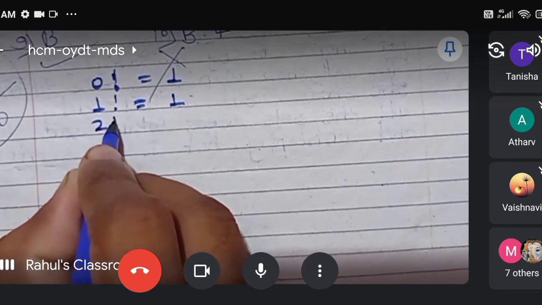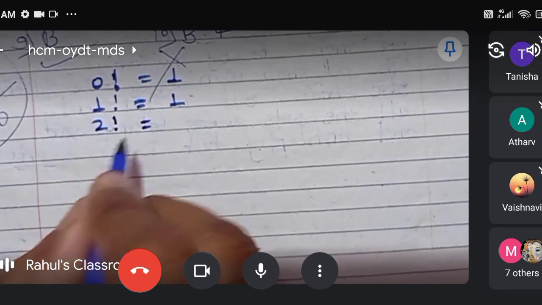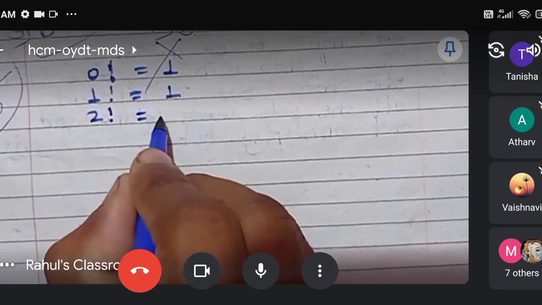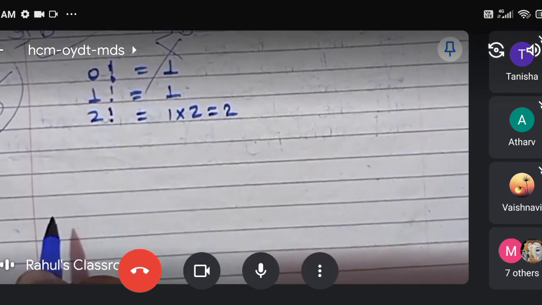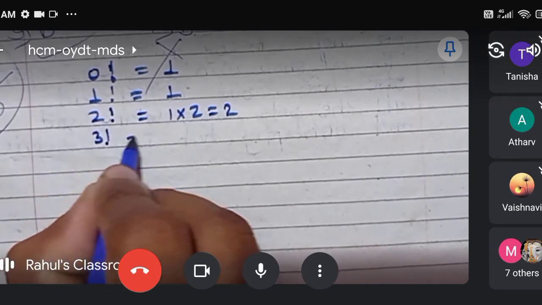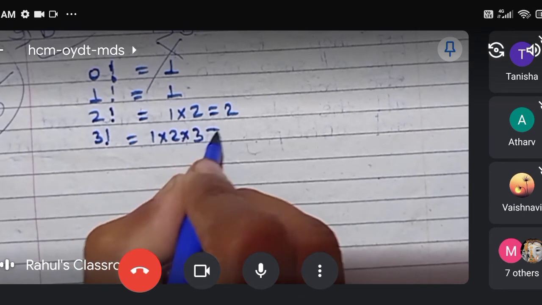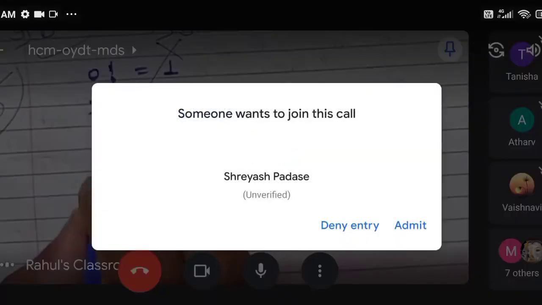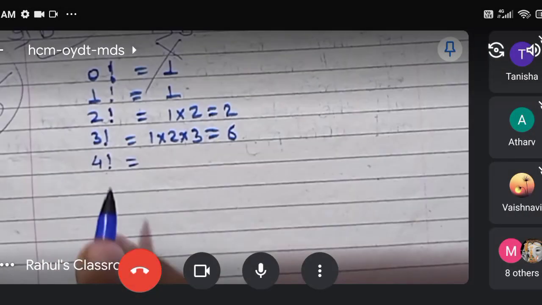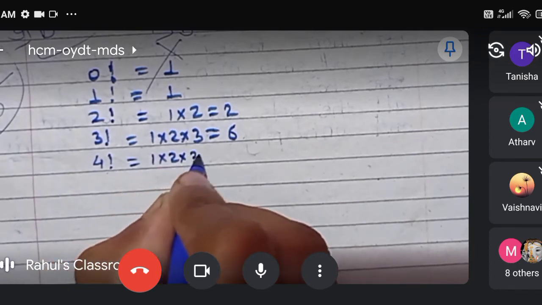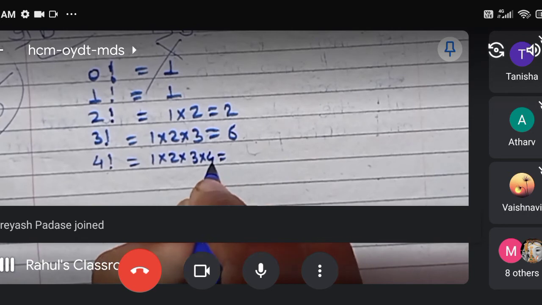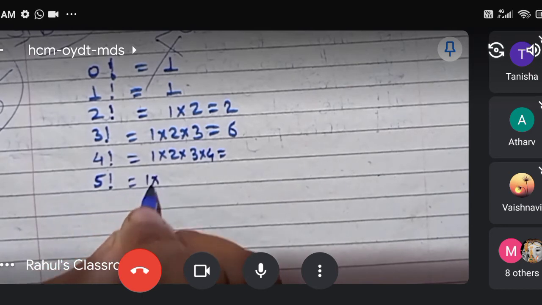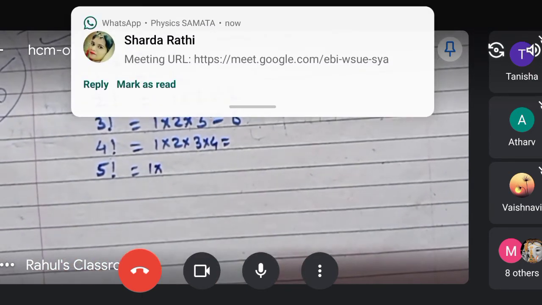2 factorial is nothing but a sign of exclamatory mark. Draw the sign of the exclamatory mark. 1 into 2 is equal to 2. 3 factorial is equal to 1 into 2 into 3, which is 6. 4 factorial is equal to 1 into 2 into 3 into 4. Do the product and tell me how much it is. Tell me what product comes.